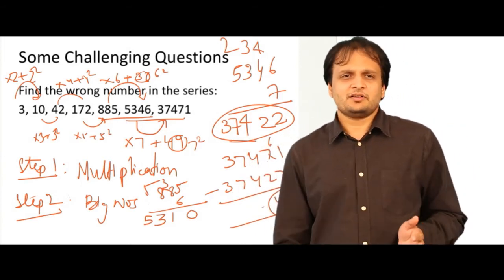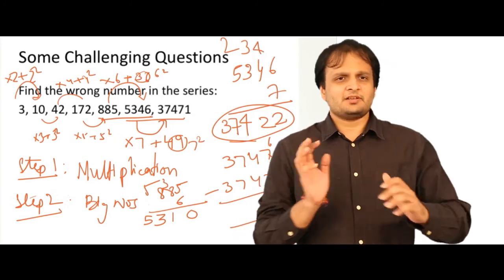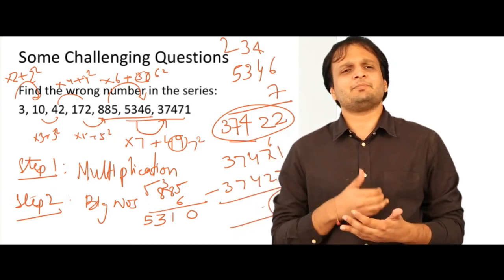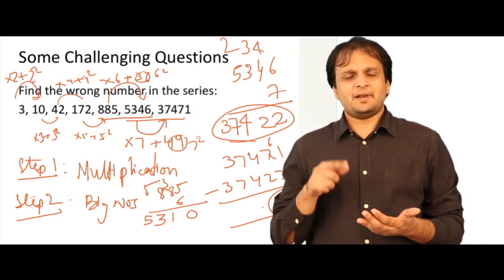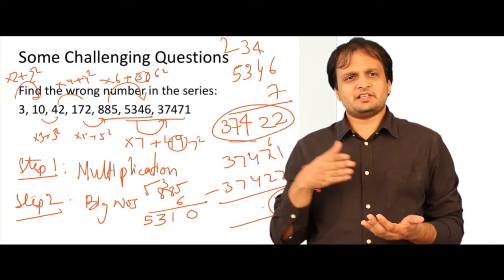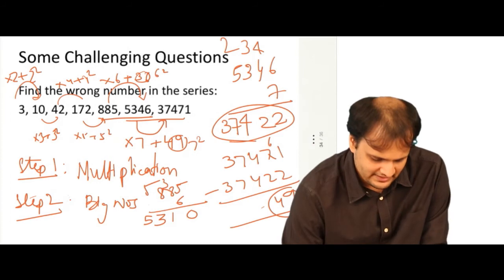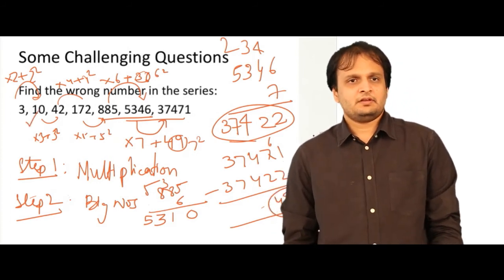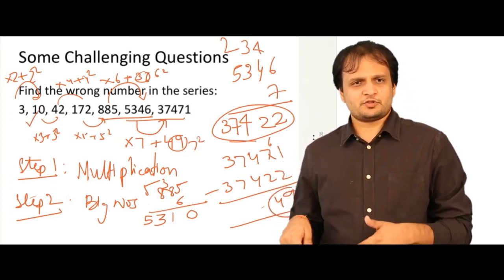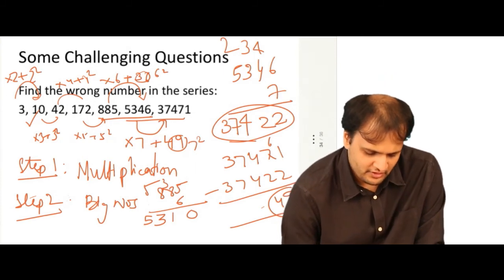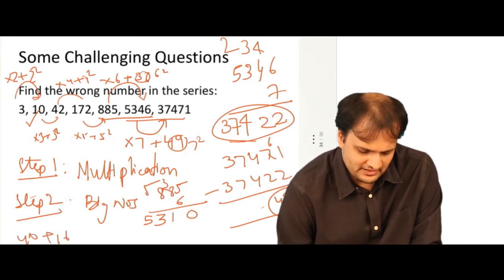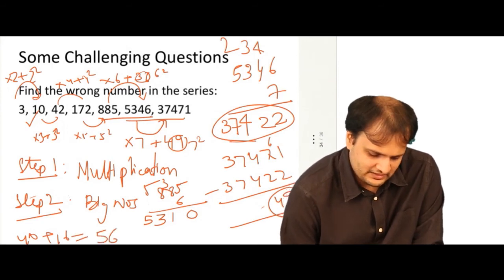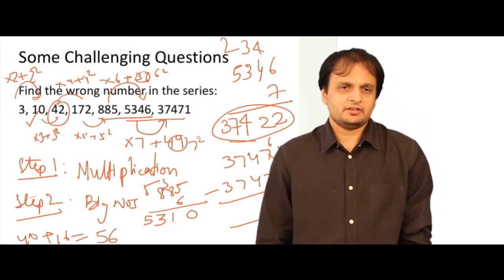So now let's figure it out going from left to right. Smallest number is 3. 3 multiplied by 2 plus 2 square. So 3 into 2 is 6 plus 2 square means 4. So 6 plus 4 is 10. So 10 is right. Now 10 into 4 plus 4 square. So 10 into 4 is what? 40 plus 4 square. 4 square means what? 16. 40 plus 16 should be 56. What number do we have here?